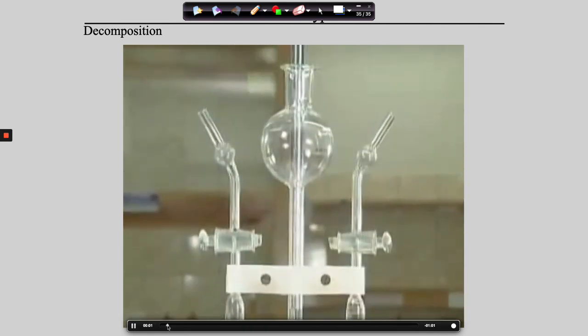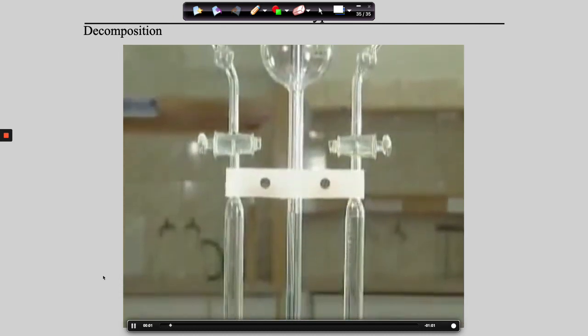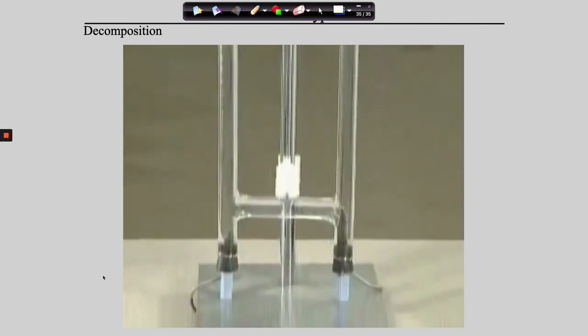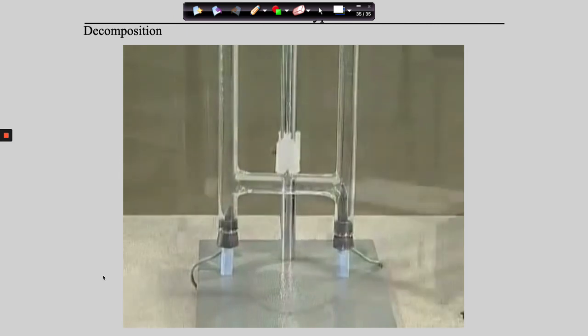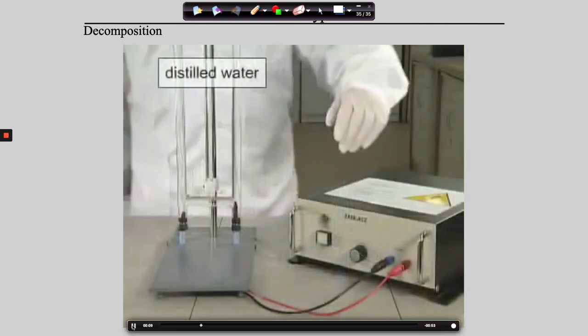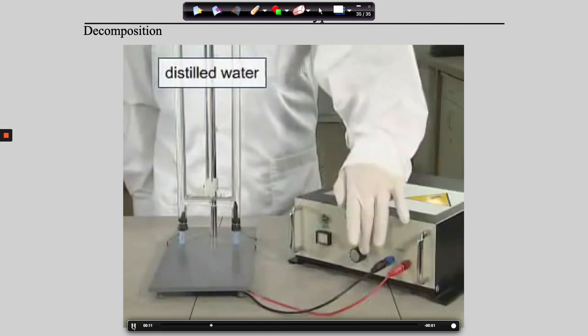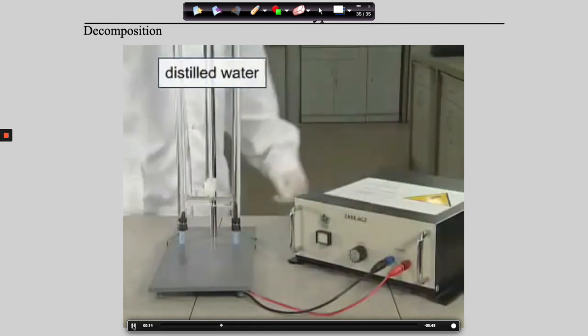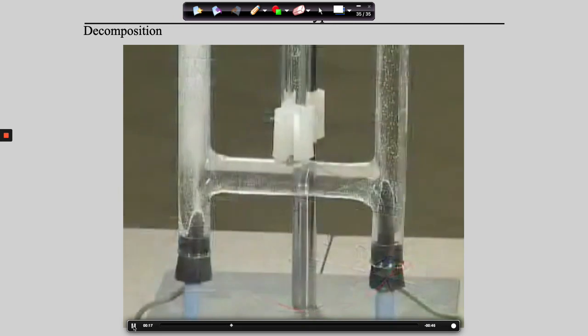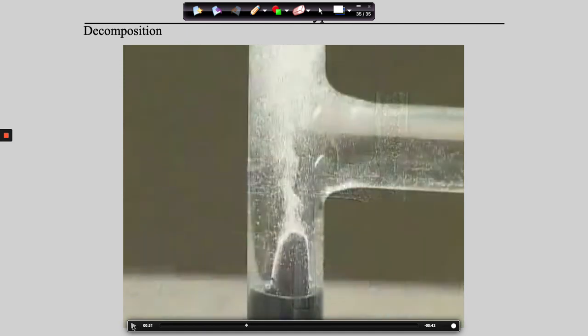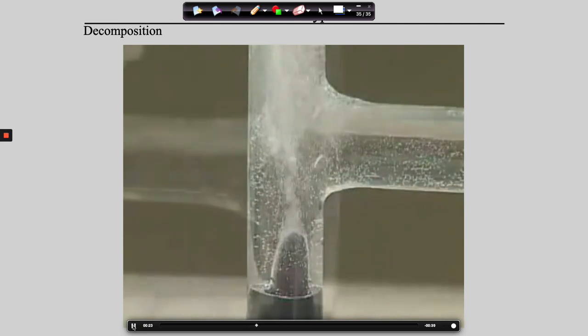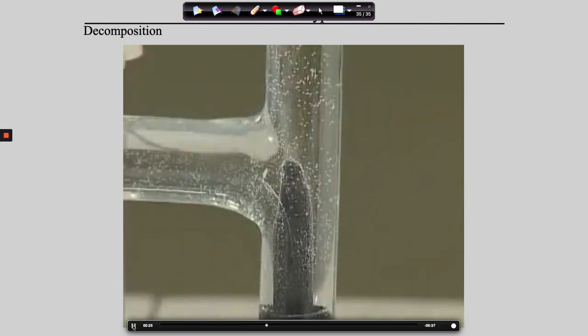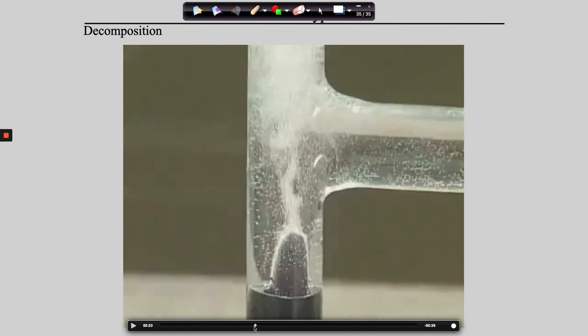Here's the way this goes. You fill this thing up with distilled water, and then you hook it up to a battery. And when you flip the battery on, current flows through the water. But guys, can you see the bubbles? What do you notice about the bubbles on the left compared to the right? There's more. Guys, look at all the bubbles on the left compared to the bubbles on the right. Guys, any thoughts on why?